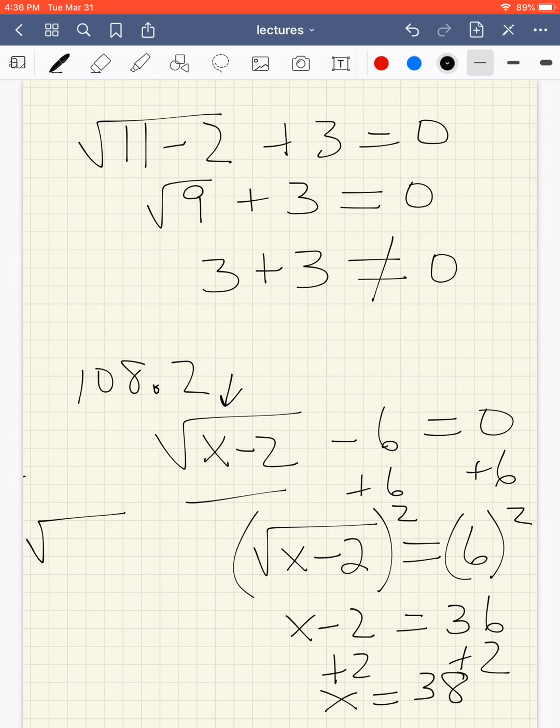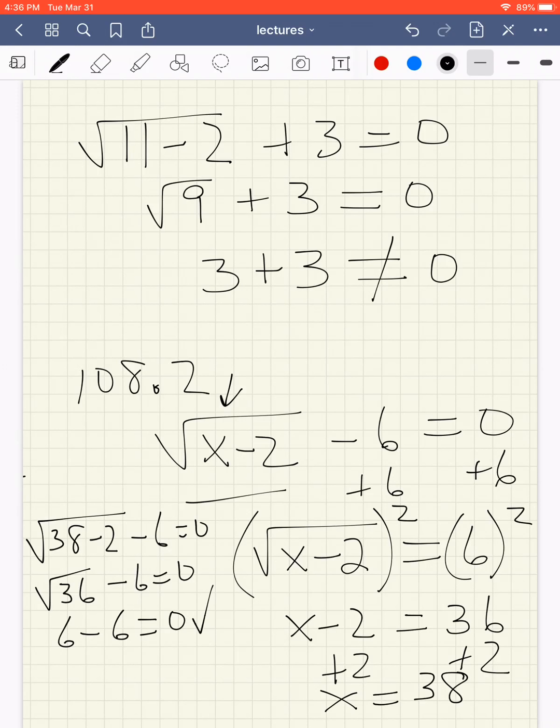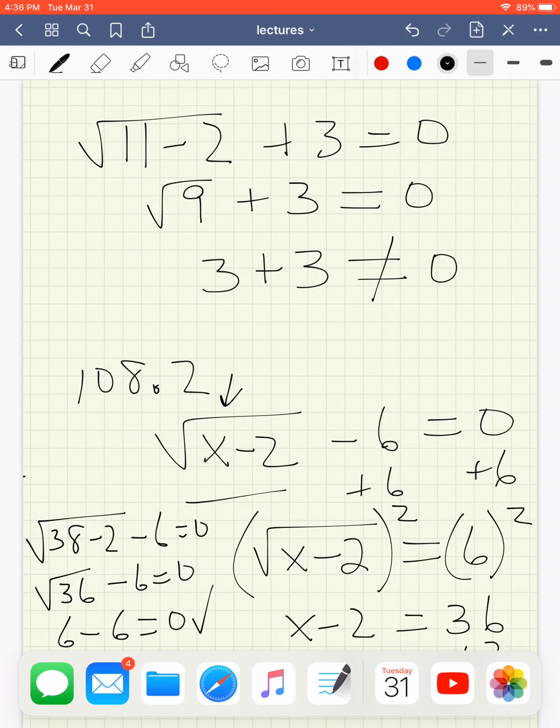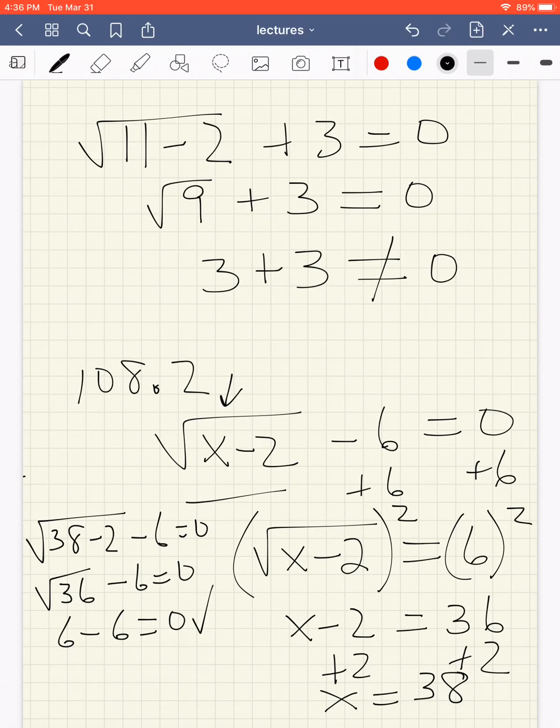So the square root of 38 minus 2 minus 6 has to be equal to 0, otherwise it's not a valid solution. 38 minus 2 is 36, and the square root of 36 is 6, and 6 minus 6 is 0, therefore, x equals 38 is a valid solution. Okay?